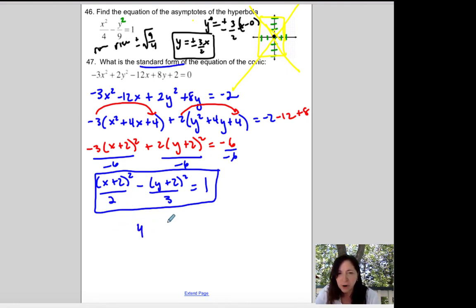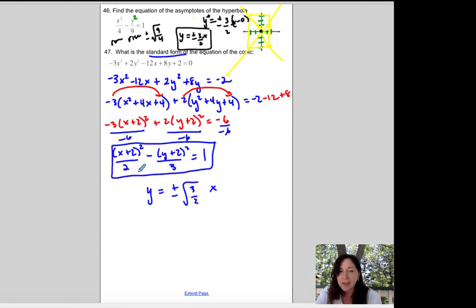So remember, we start off like this. y equals plus or minus the square root of the rise over run times x. So that'll be 3 over 2, right? And then because my center has moved, my center is at negative 2, negative 2, this is going to change. So this goes with y, this goes with x. So y plus 2 equals plus or minus the square root of 3 over the square root of 2, and I would simplify that, of course, times x plus 2.